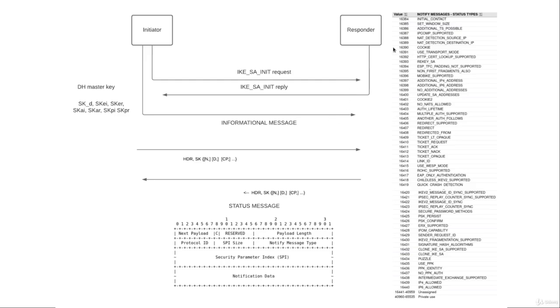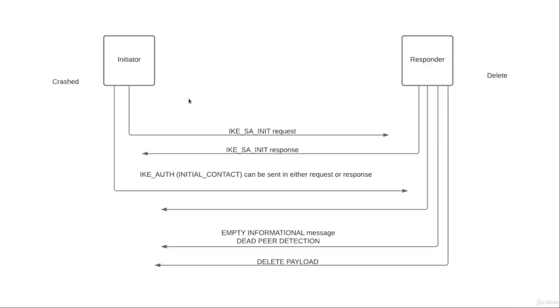Okay, one of the status messages that we need to be familiar with is the initial contact. The initial contact relays the state of the exchange. So, when the initiator sends a notification of initial contact, this lets the other party know that this is the only security association that exists for that peer. In the event that the recipient has an existing IKEv2 session from the same source, this means that information is stale. So, this would cause the responder to delete the stale session.